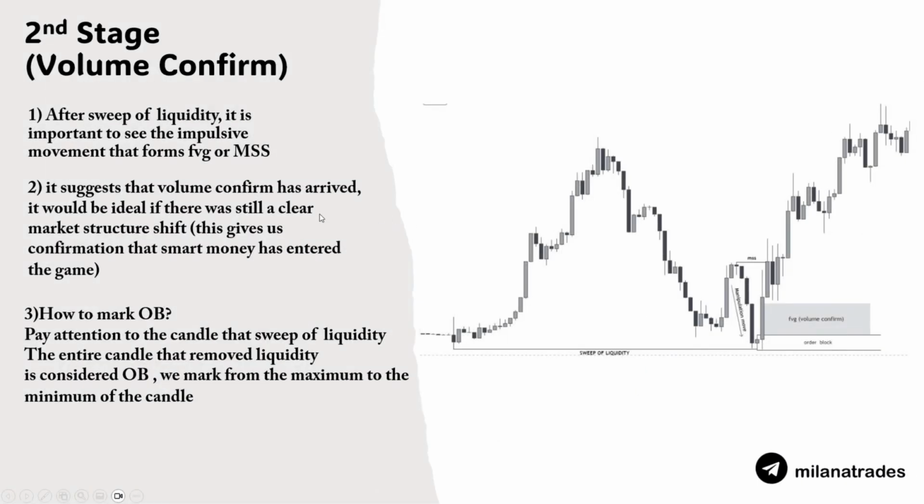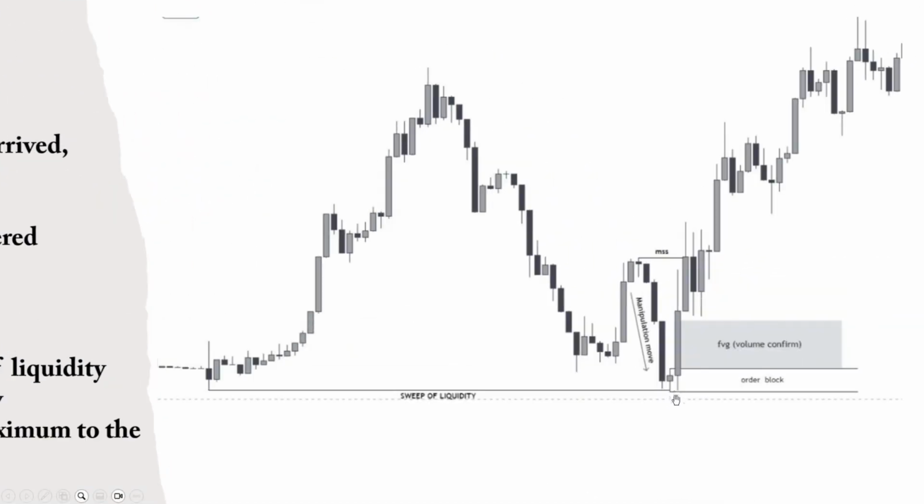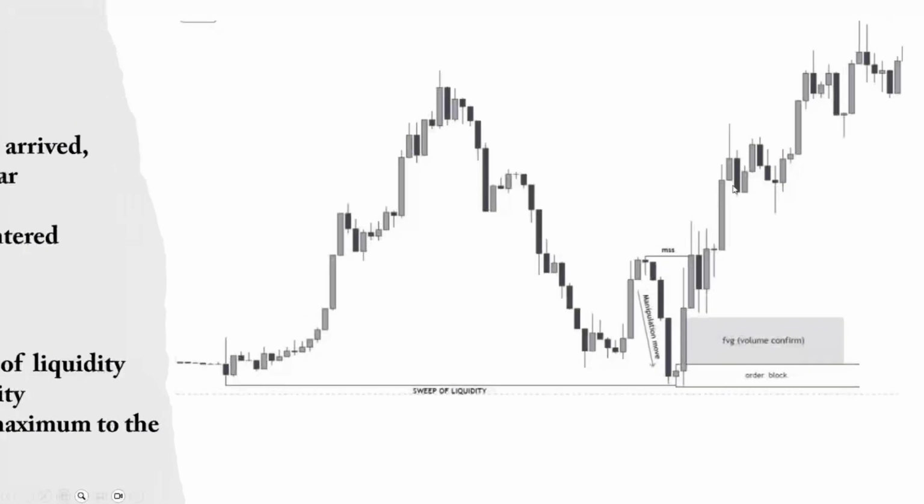The second stage is volume confirmation. After the liquidity sweep, it is important to confirm that smart money has actually entered the market. How can we identify this? First of all, we can notice imbalance in the market. We can see a market structure shift plus a fair value gap or inverted fair value gap. A market structure shift is when the market structure changes by breaking the previous high or low. And the fair value gap confirms the strength of the level.